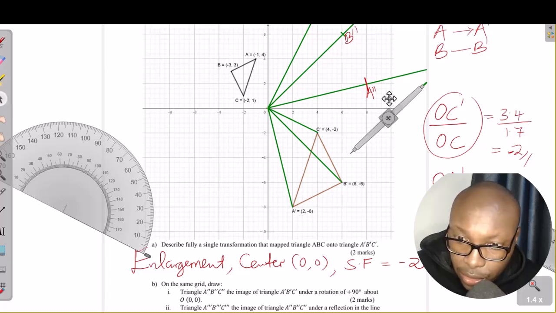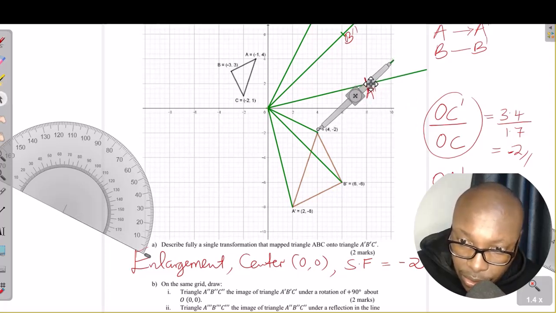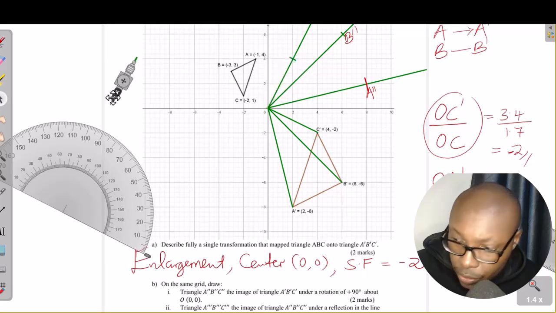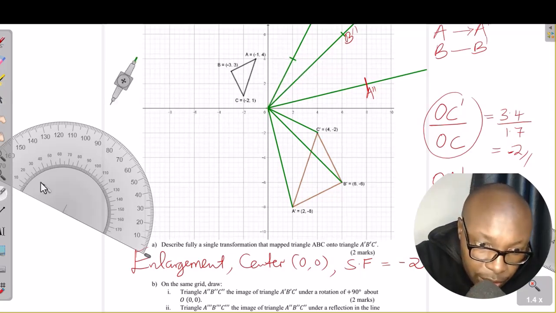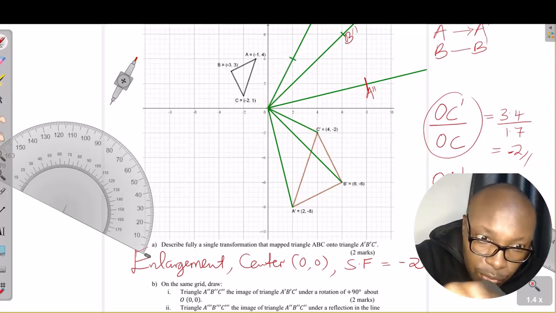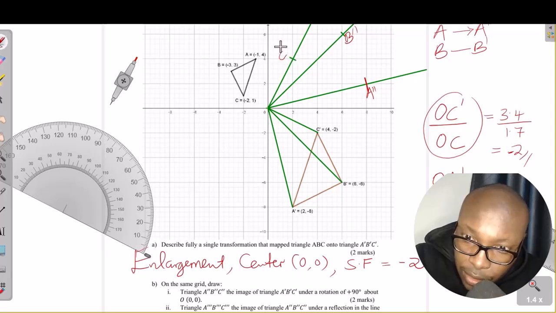So you take this measurement from C to O, and then you transfer that by marking an arc there. So you've taken that measurement. The measurement is here. You've taken this measurement C to O, then you've transferred that. So this is the image of C. So this is C double prime.